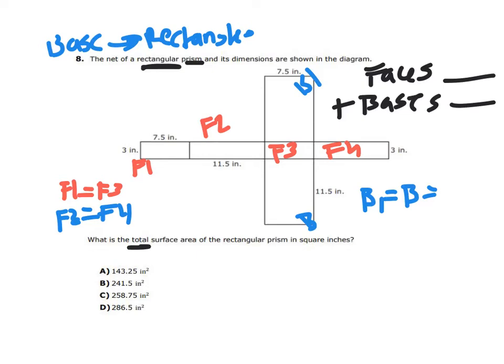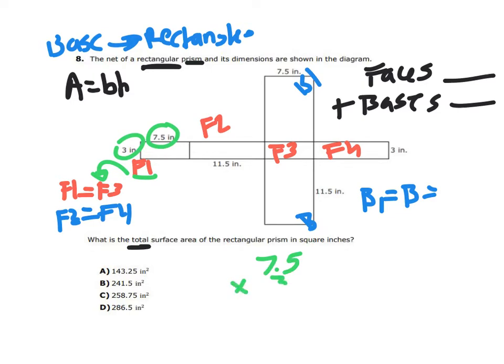Well, the easiest thing to find is that it's all rectangles, so we know we're going to be doing base times height. So, but let's see if I have a base and height of any of these rectangles. Well, face 1, I have a base and a height. I have a 3 and a 7.5. So let's find the area of that. Because remember, if I find the area of face 1, then I know the area of face 3. So 7.5 times 3 is going to be 22.5.